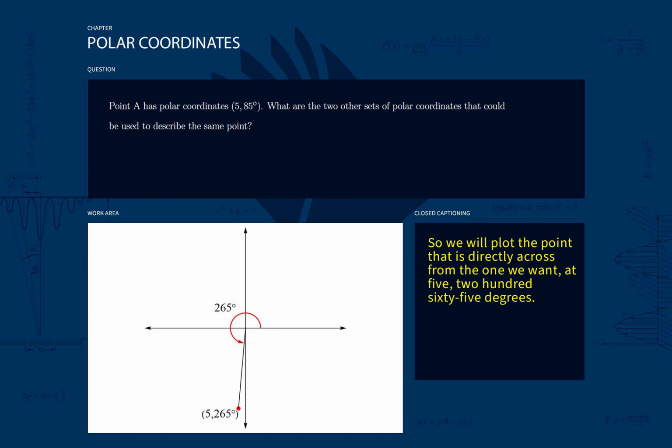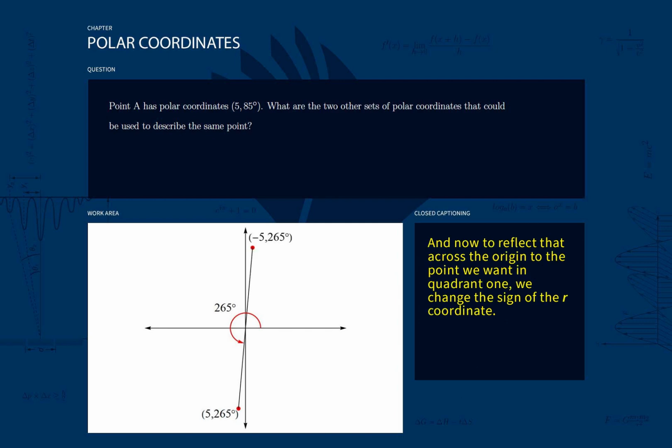So we will plot the point that is directly across from the one we want at (5, 265°). And now to reflect that across the origin to the point we want in quadrant 1, we change the sign of the r coordinate. As you can see, the coordinates (-5, 265°) will also take us to the point that we want. So that's the other set of polar coordinates that we could use.